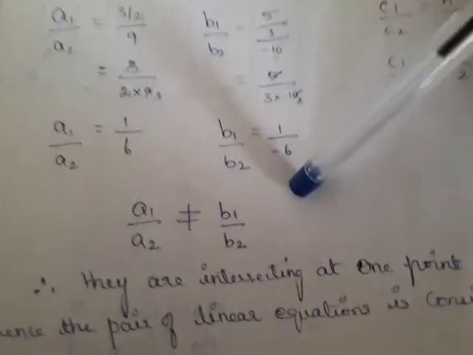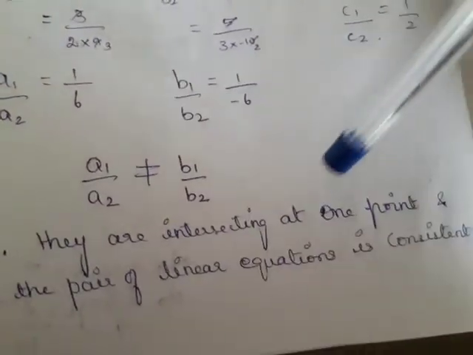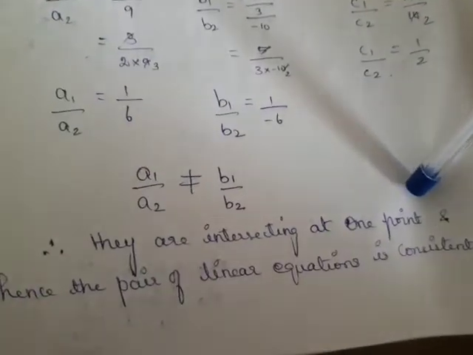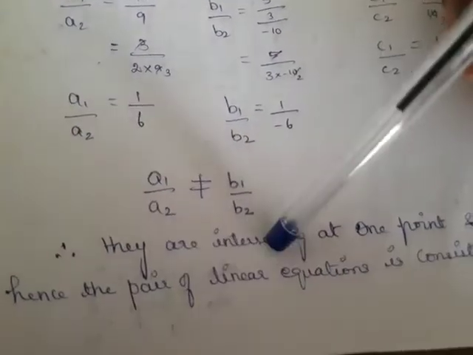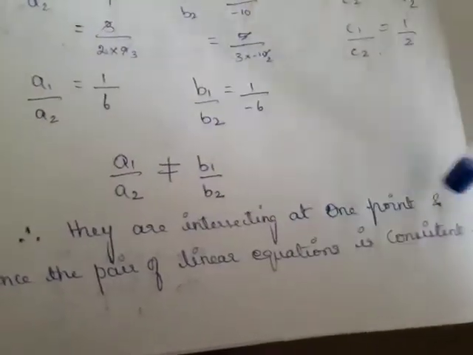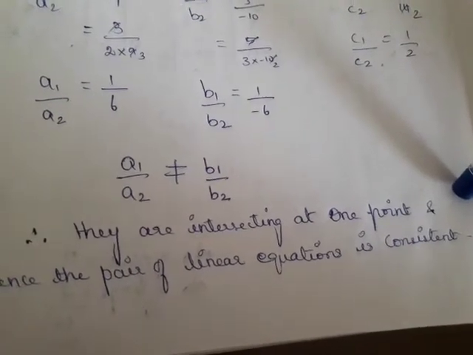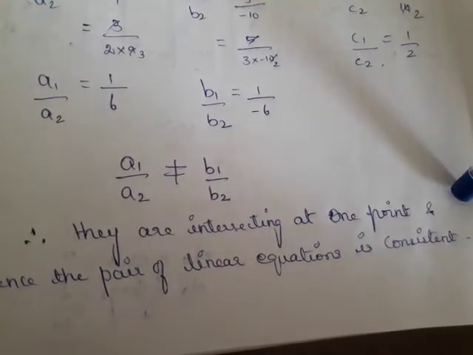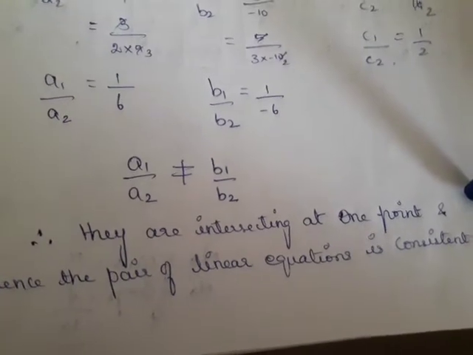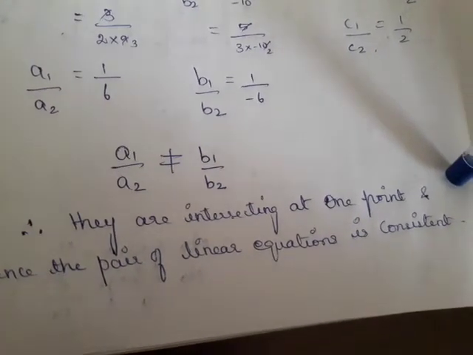So clearly they are intersecting lines and they intersect at only one point, and hence the pair of linear equations is consistent. Here the question is not about the solution, but about the consistency of the system. So appropriate answers and appropriate conclusions you should give.